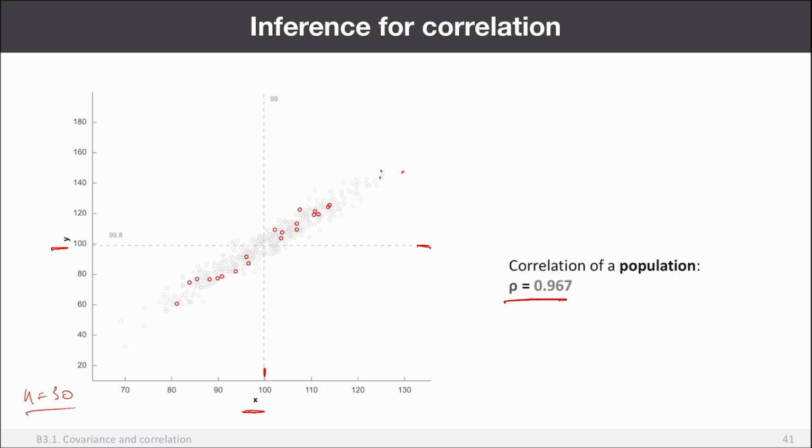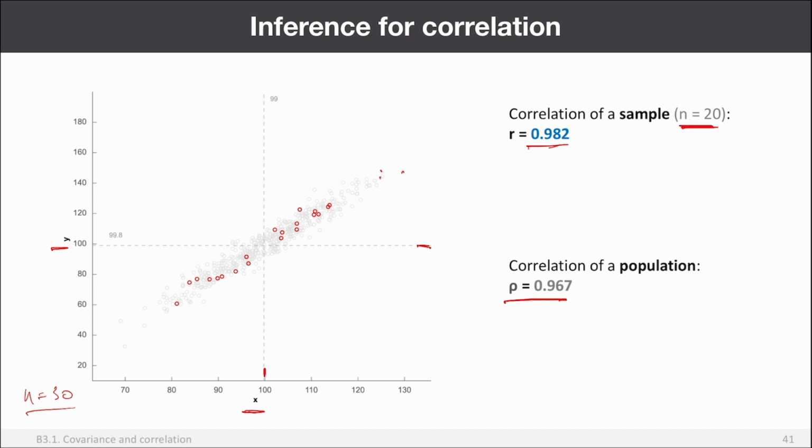Now, if I compute correlation for my population, it will be 0.967. And of course, it's fixed because I don't change the population. If I compute the correlation for my sample, for the red points you see here, I will get a quite bigger number, 0.982. Oh, sorry, it's 20, not 30 values, okay?